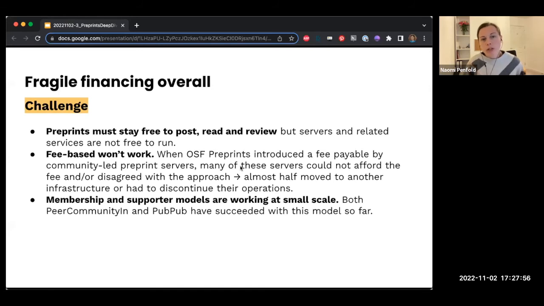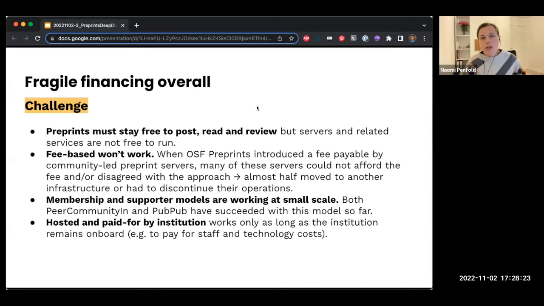We've seen membership and supporter models working at a small scale. Some initiatives have managed to get a lot of academic institutions to give them small amounts of money. It's another ask to library budgets, another ask for people to support, but it is a great sign of strength that numerous institutions are sharing the burden across them. That really helps to de-risk that single institution point of failure.